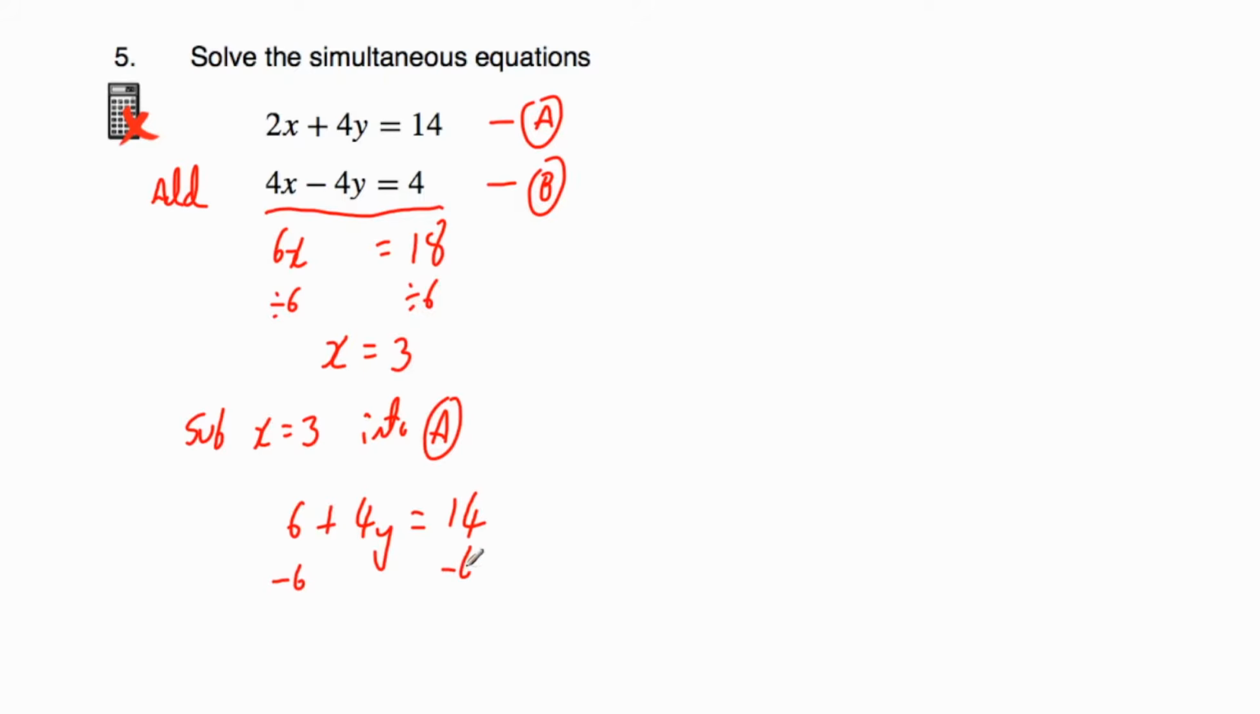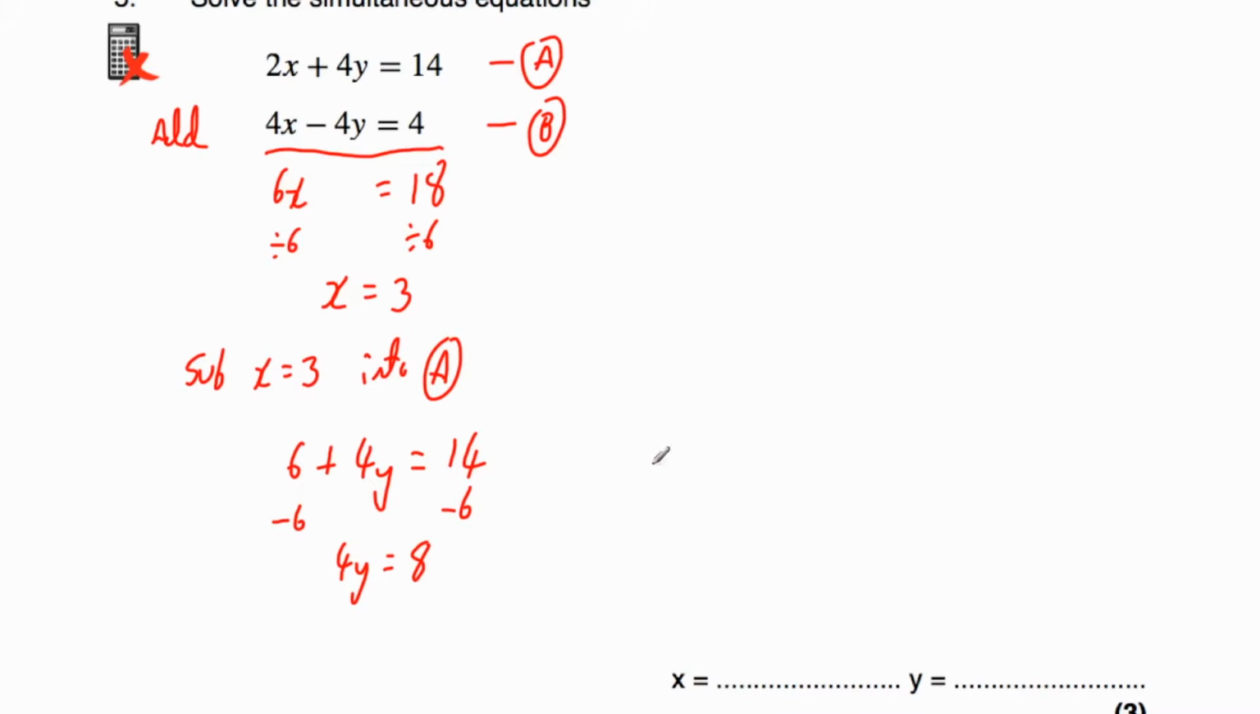So take away 6 and take away 6. So on our left hand side, we took away 6 to get rid of our 6, so we'd just be left with 4y. And on our right hand side, we had 14, take away 6, that's equal to 8. So let's now divide by 4. So if we divide both sides by 4, 4y divided by 4 is just y, and on our right hand side we've got 8 divided by 4, which is 2. So we've got x equals 3 and y is equal to 2. So they should be our solutions.